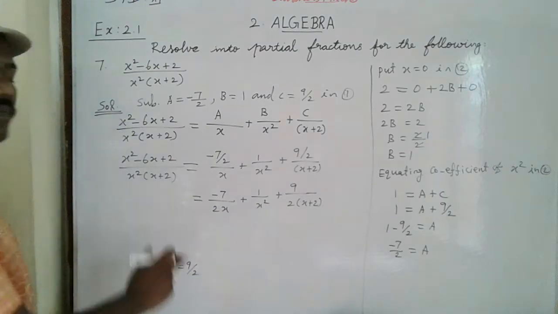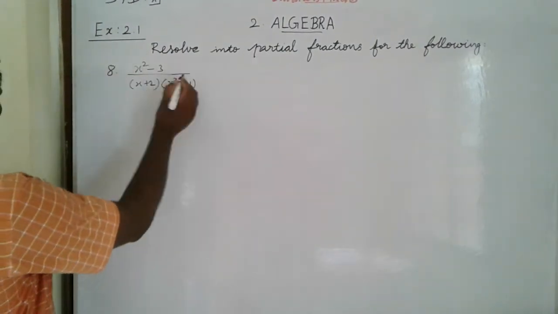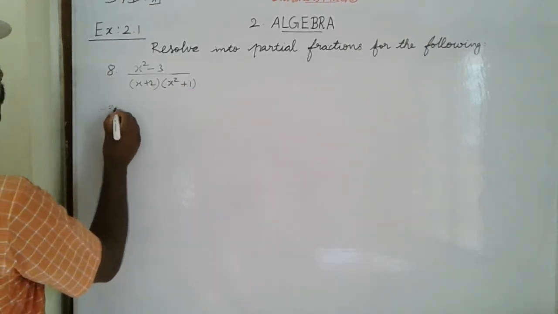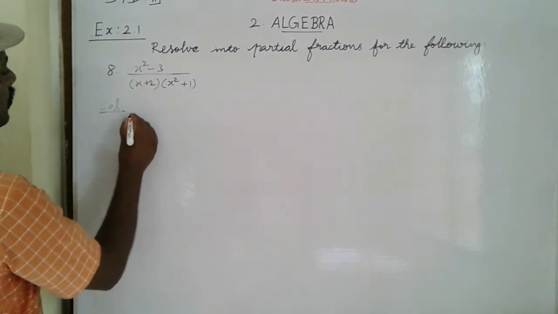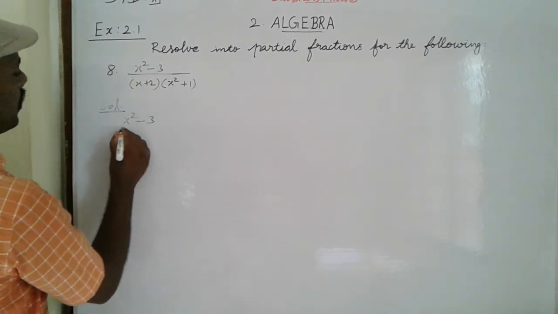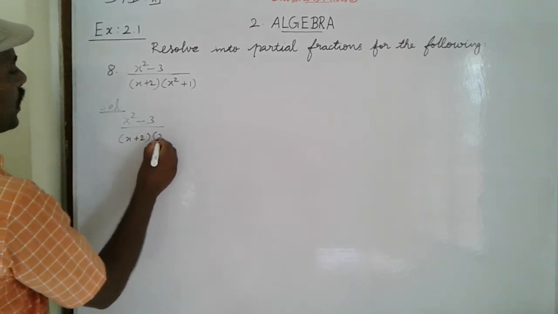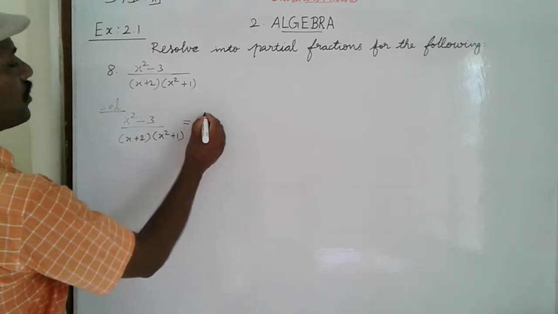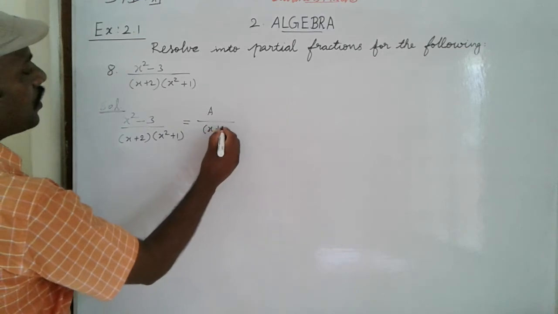That's all the partial fraction. Eighth sum: (x² − 3) divided by (x + 2)(x² + 1). Solution: (x² − 3)/((x + 2)(x² + 1)) equals, first one, A divided by, the first factor is x + 2.